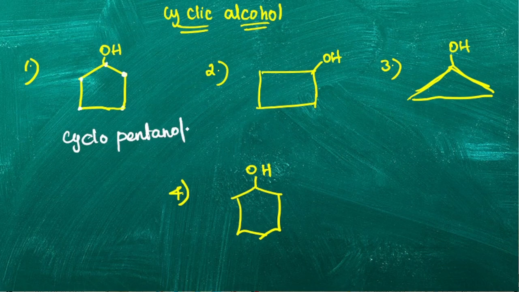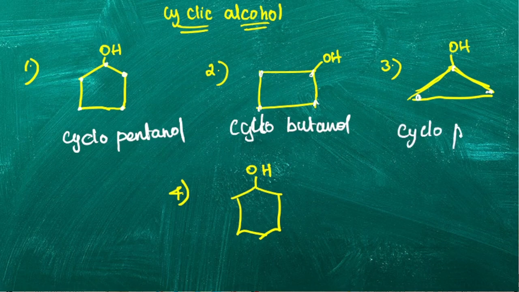Then how many here? 1, 2, 3, 4. So this is butanol, cyclobutanol. Then this is 3, right? So this is cyclopropanol. This is 6. That means cyclohexanol.